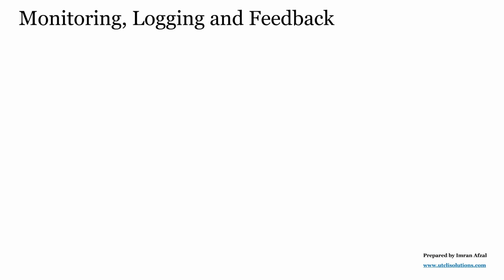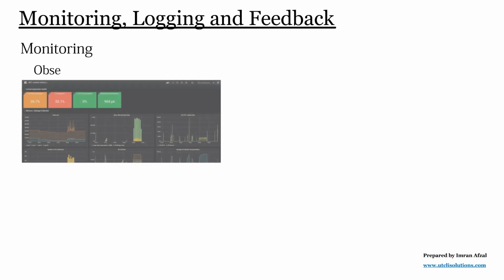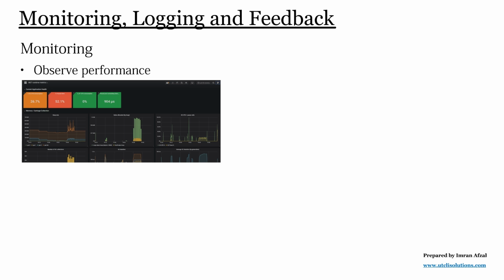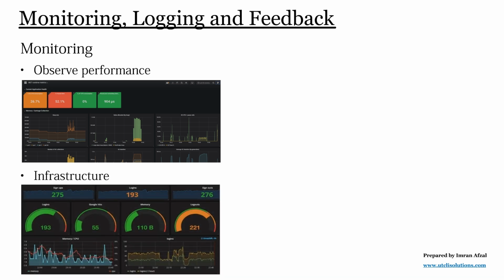Today we will learn about the practice known as monitoring, logging, and feedback. Let's see their concept in the domain of DevOps. In DevOps, monitoring means to closely observe the performance of your software and the infrastructure. It is done to make sure that the software is working in the way it is designed. DevOps emphasizes continuous monitoring of software and its infrastructure to quickly identify and resolve issues that arise.